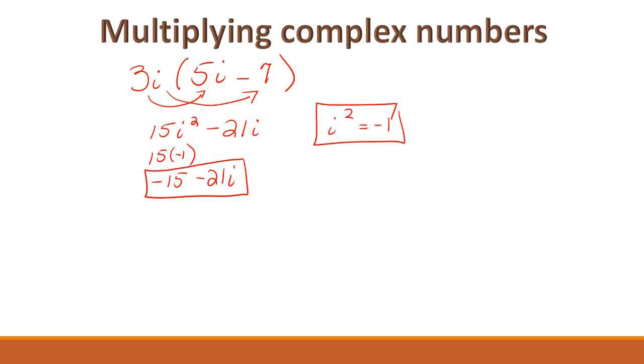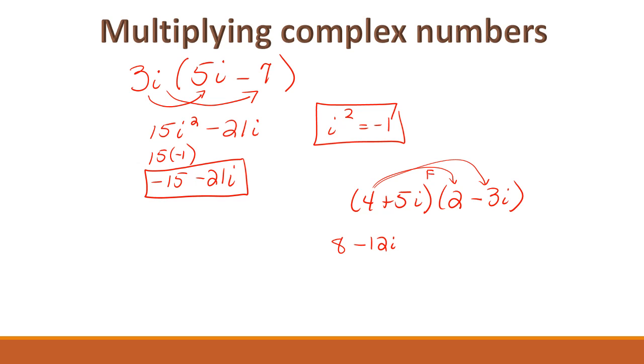To see the FOIL method, take a look at this. 4 plus 5i times 2 minus 3i. First would be 4 times 2, which is 8. Outer term would be 4 times negative 3i, which is negative 12i. So we have our first term and our outer term. Then you come back to the 5i. 5i times 2 is 10i. That would be my inside terms.